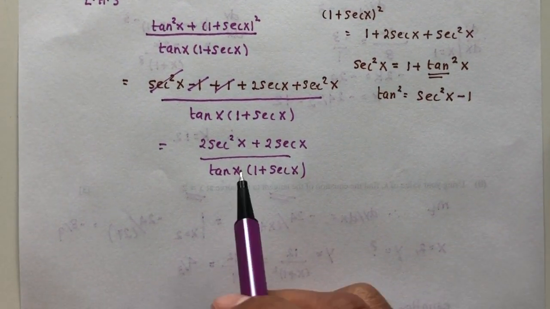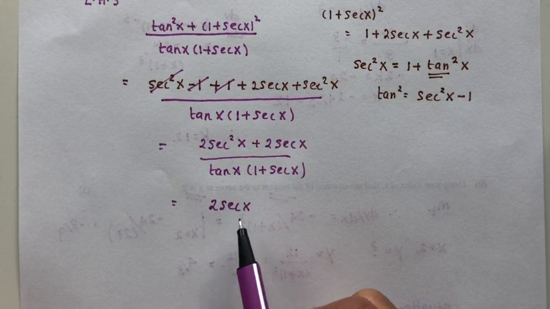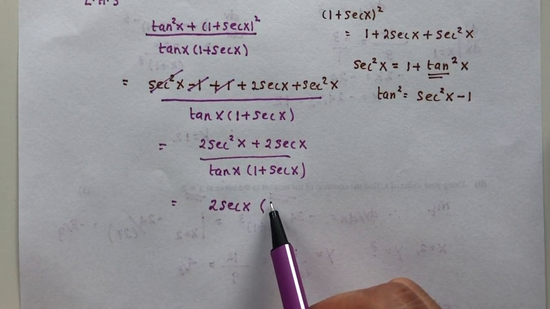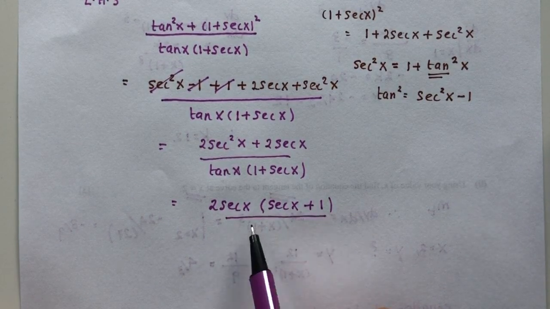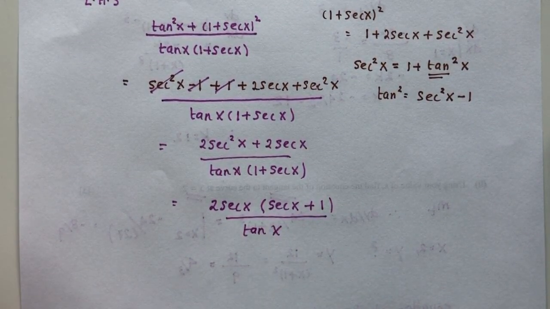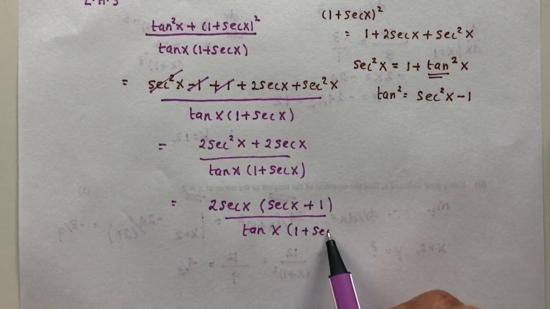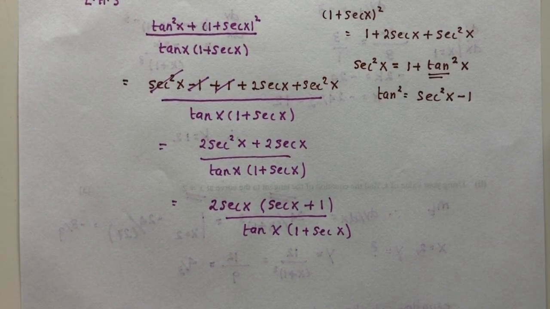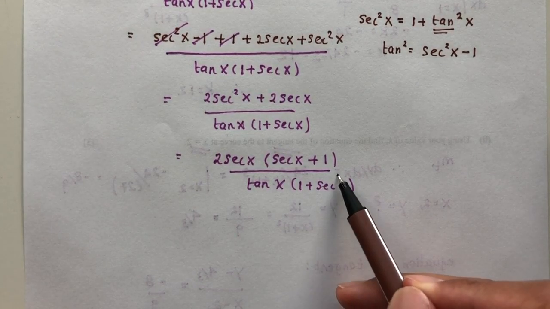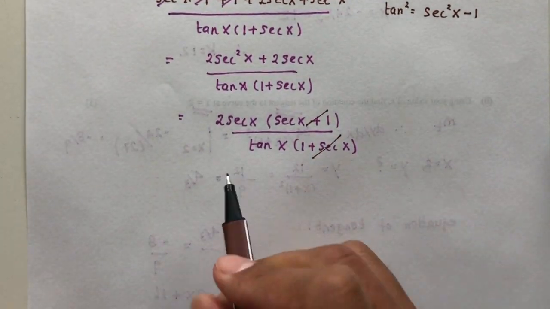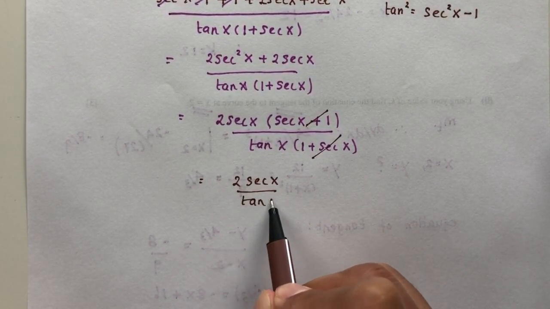Now, 2 is common and sec x is common, so you can take them out. You will have 2 sec x times (sec x plus 1), and you will have tan x times (1 plus sec x) at the base. Now sec x plus 1 is the same as 1 plus sec x, so they will cancel out. The remaining will be 2 sec x over tan x.